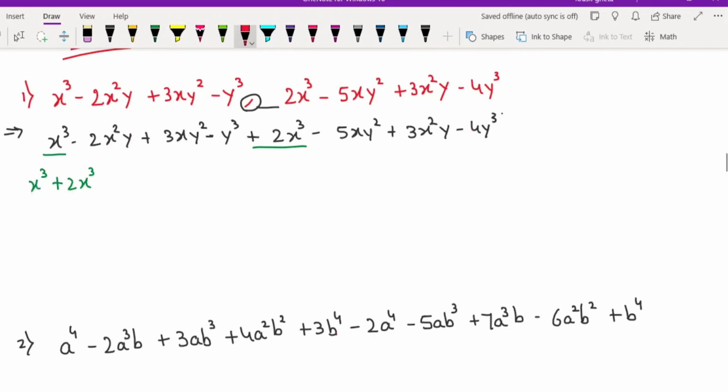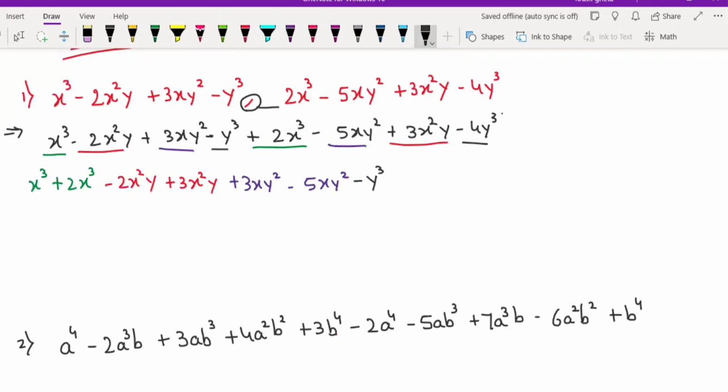The next one, minus 2x square y. We need to search the term which consists of the same variable, that is x square y. Where is that? Over here. You can see it has the same variable, so both are like terms, that is plus 3x square y. The next one, plus 3xy square. Which one is similar to that, same variable? That is here, minus 5xy square. The remaining ones, both are like terms. As you can see, both of them consist of the same variable, that is minus y cube, and one more is over here, minus 4y cube. Let us solve them.